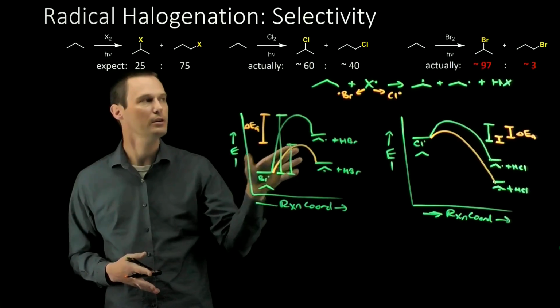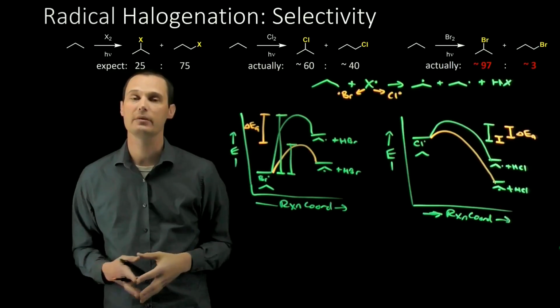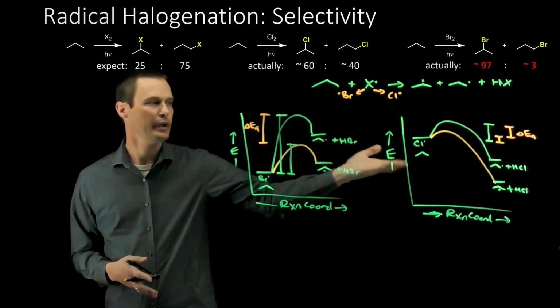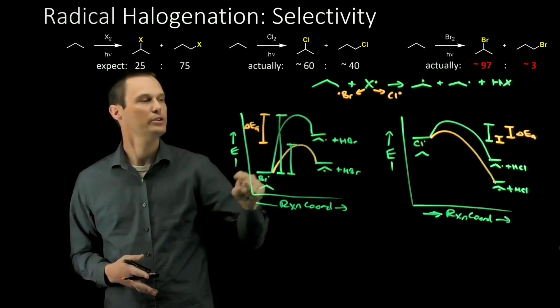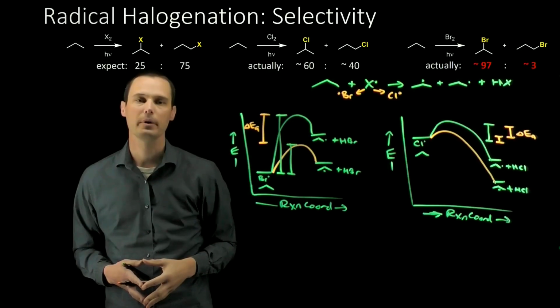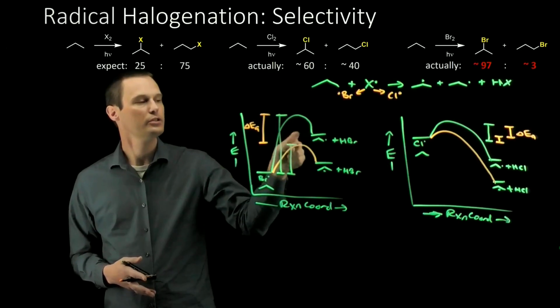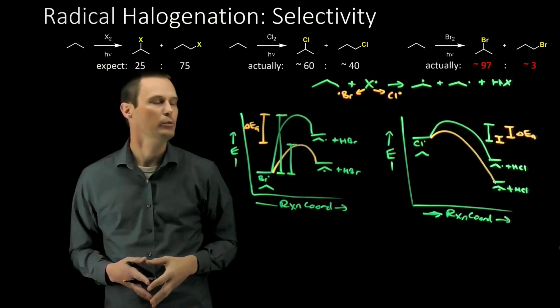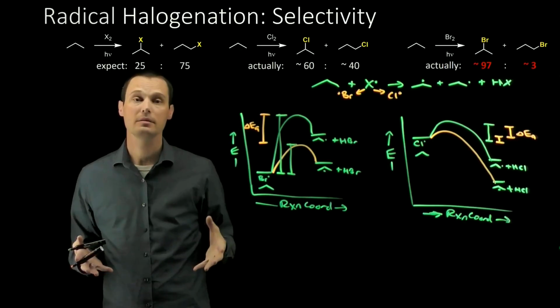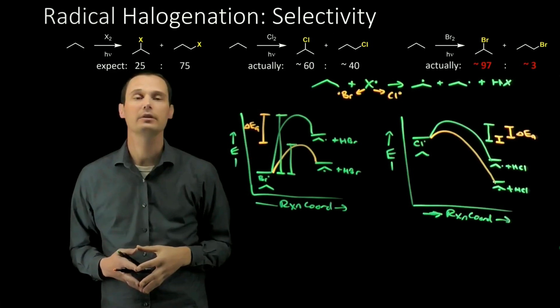This is the reason why the bromination reaction gives us a 97:3 selectivity, and the chlorination reaction only gives us a 60:40 selectivity. This difference in activation energy for this first propagation step is the reason. There is a large selectivity when there's a large difference in activation energy, and there's a low selectivity when there's a low difference in activation energy. This is why we can have different selectivities for these reactions.